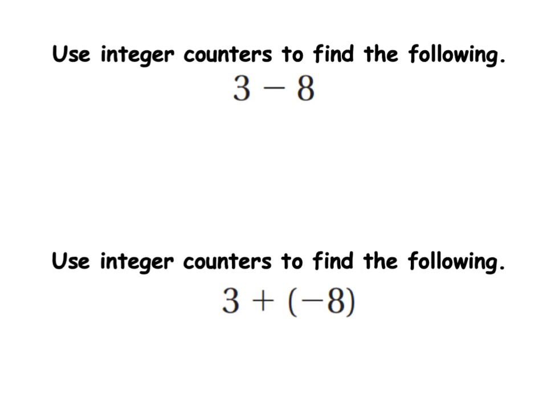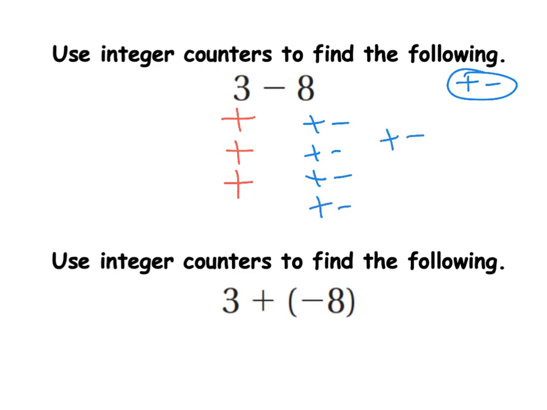Same thing here. We're going to use integer counters. So I have 3, and I want to subtract 8, but I can only subtract 3. So when we talked the other day, I said a positive and a negative equal 0, right? So I can add as many positives and negatives here as I want to, and I'm going to add 5 of them, and you're going to see why in a minute. But I added a bunch of zeros. These are not going to add anything to our problem.